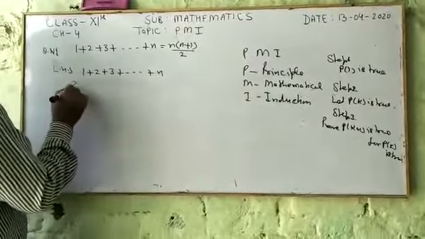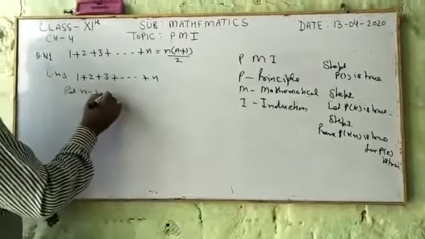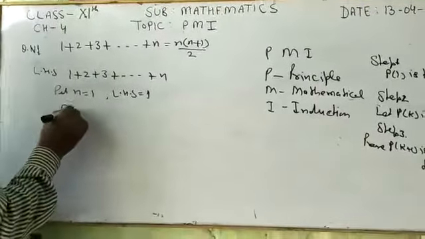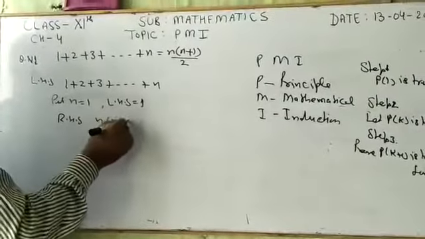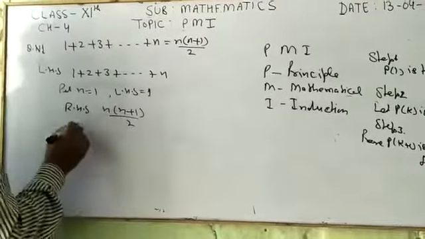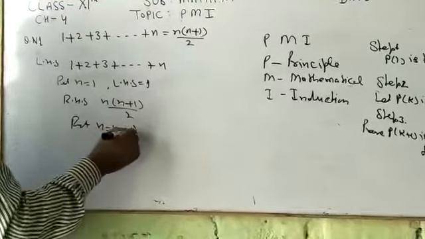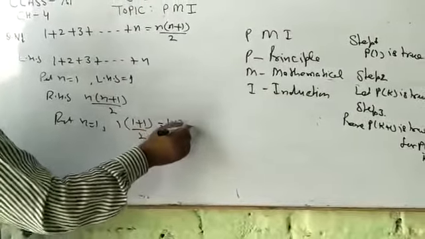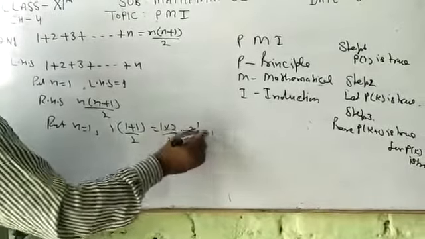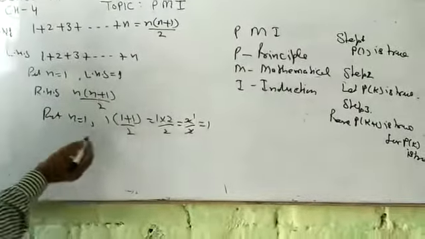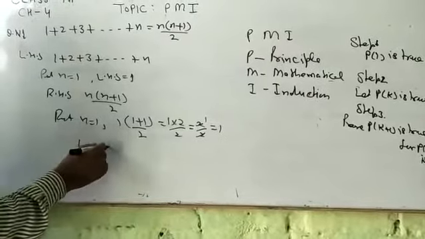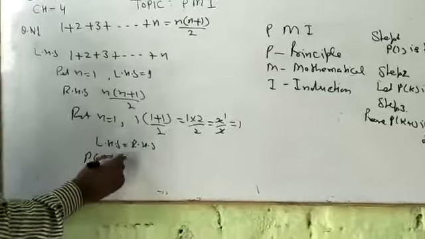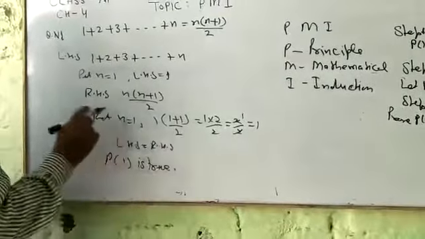And put n equal to 1. The left hand side equals 1, and the right hand side is n into n plus 1 upon 2. So put n equal to 1: 1 into 1 plus 1 upon 2, that is 1 into 2 upon 2, that is 2 upon 2, equal to 1. The left hand side equals 1 and the right hand side equals 1 also. So LHS equals RHS, or we can say P1 is true. So this question proceeds.